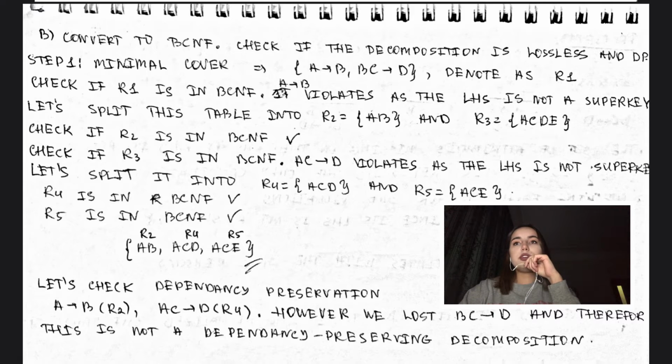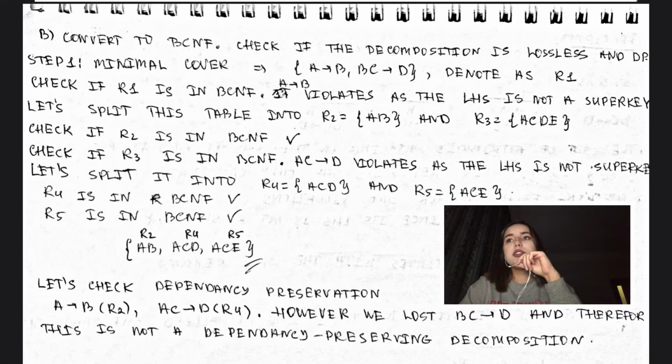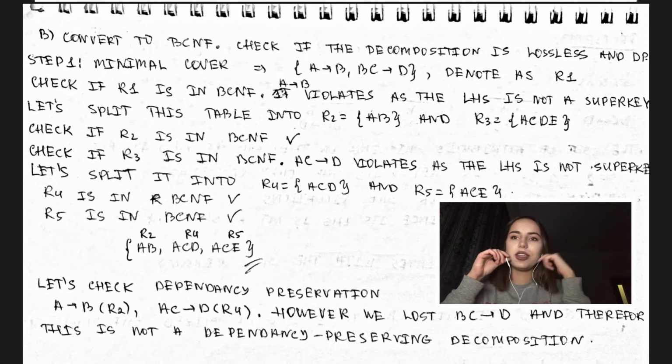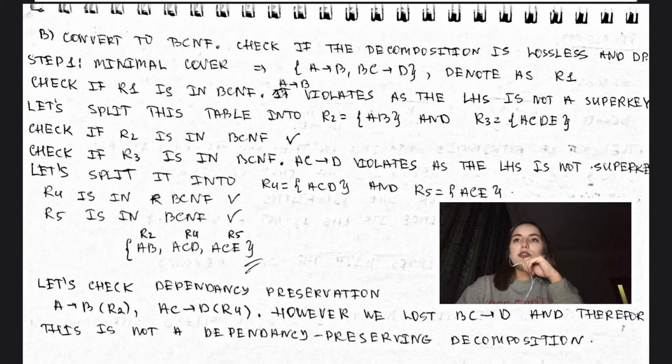In part 2 we have the exact same relation, and we have to convert it to BCNF, and then check if the decomposition is lossless and if it's dependency preserving. So in step 1 we have to find the minimal cover, which we already did in the previous exercise: A goes to B and BC goes to D.